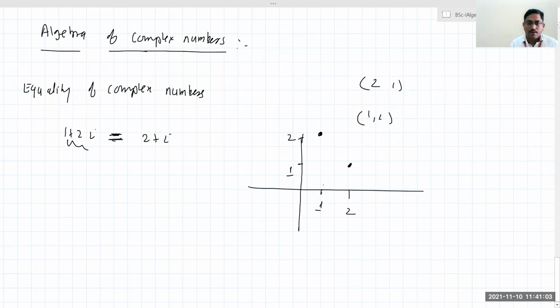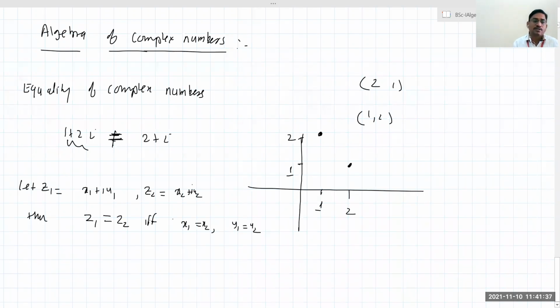Now tell me whether these two points are the same or different. When will it be the same? If the points coincide. They are different. Your real and imaginary parts should match. So the points 2, 1 and 1, 2 are different. So these two points are unequal. They are not equal. So I have to define equality. So let Z1 be X1 plus iY1 and Z2 complex number be X2 plus iY2. Then Z1 is said to be equal to Z2 if and only if X1 equals X2 and Y1 equals Y2. Then they are said to be equal.